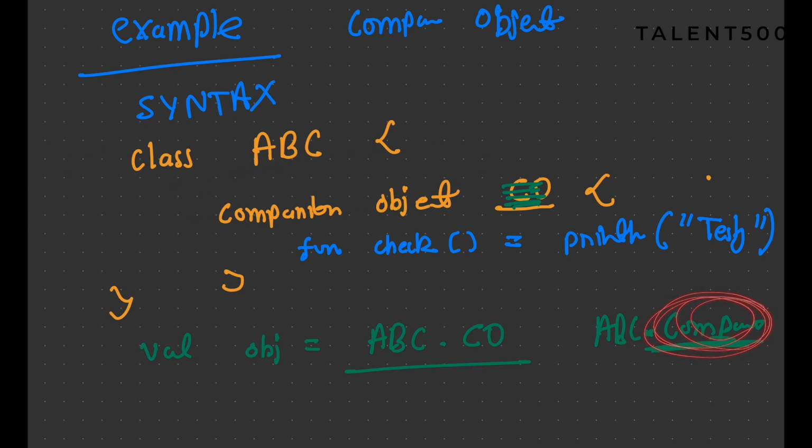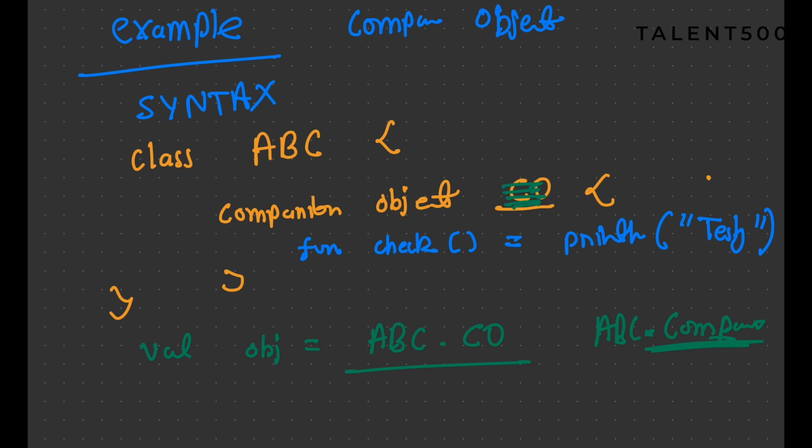So if you want to access the members of the companion object, you can simply do class name dot companion if you don't want to give a name to your companion object. That's how we can directly access everything with the help of a companion object. Makes sense, right? In the beginning I told you it is similar to any other object, but it helps you in directly accessing the members. This concept is very helpful, especially for app developers.